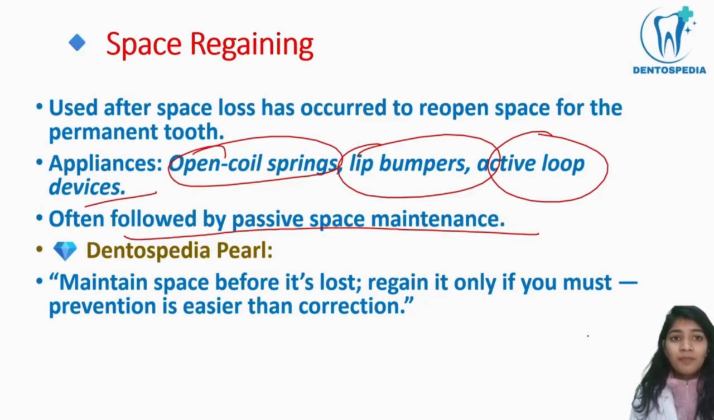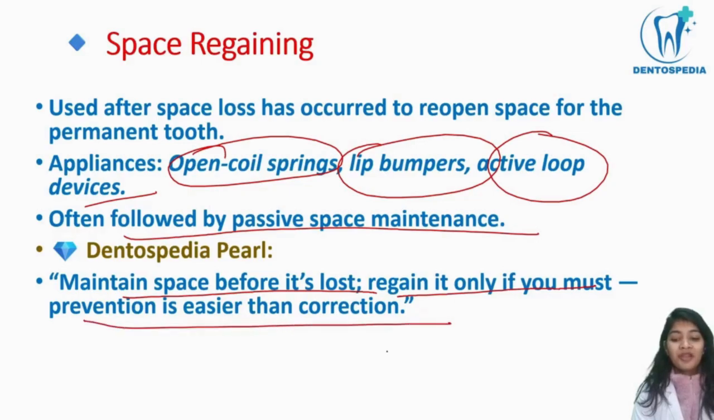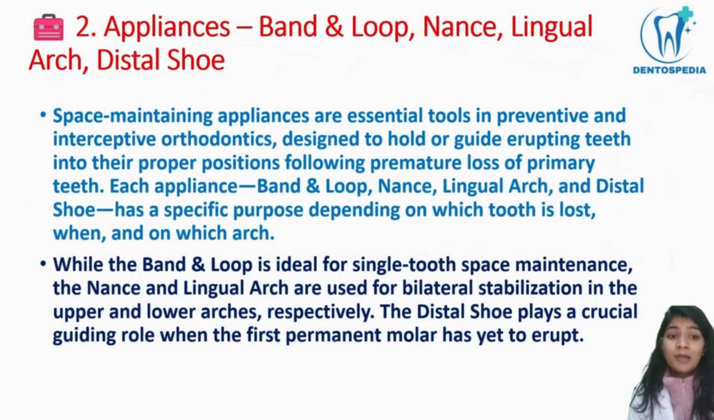permanently. Understood? There is a Dentospedia poll which states: maintain space before it is lost, regain it only if you must. Prevention is easier than correction. In simple terms, it is better to keep the space open than to try and force it open later. Understood? Now next are the appliances: band and loop, Nance and lingual arch, and distal shoe.